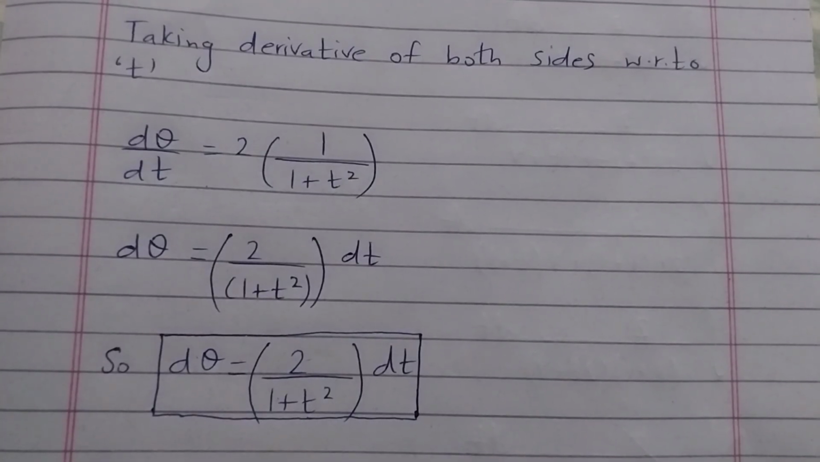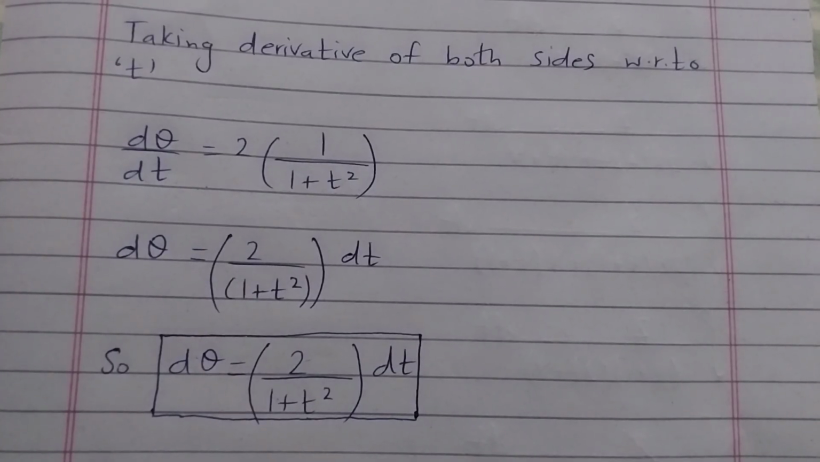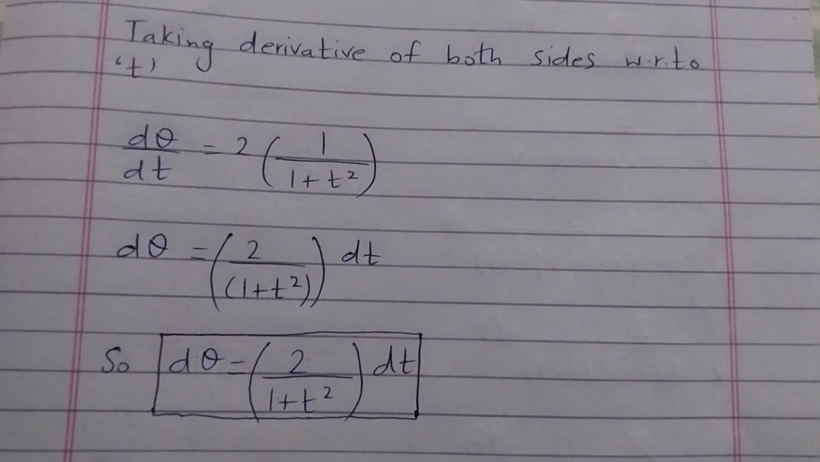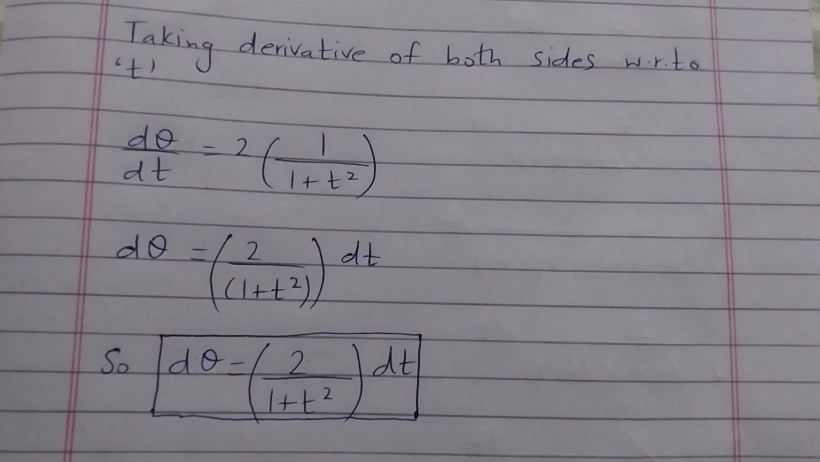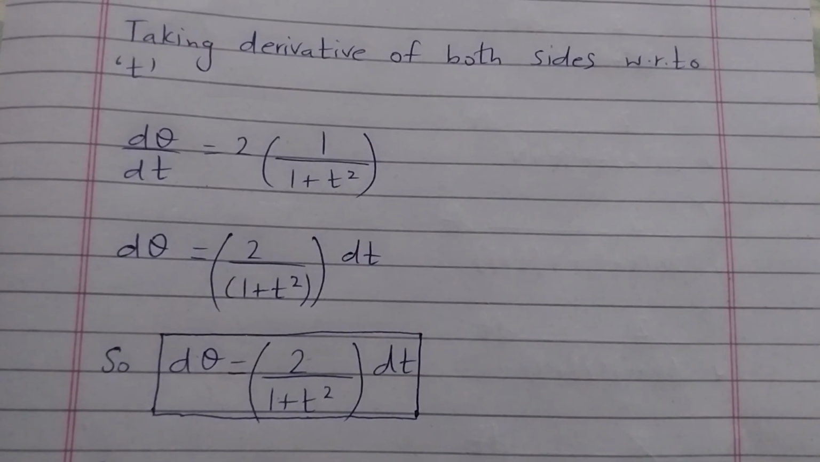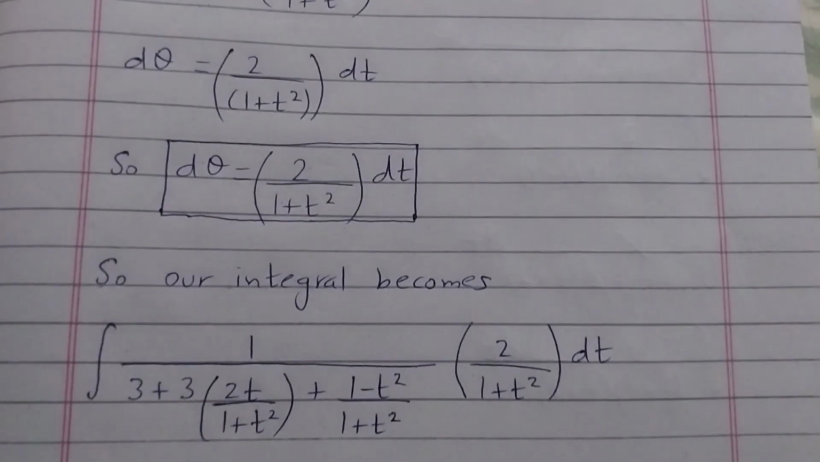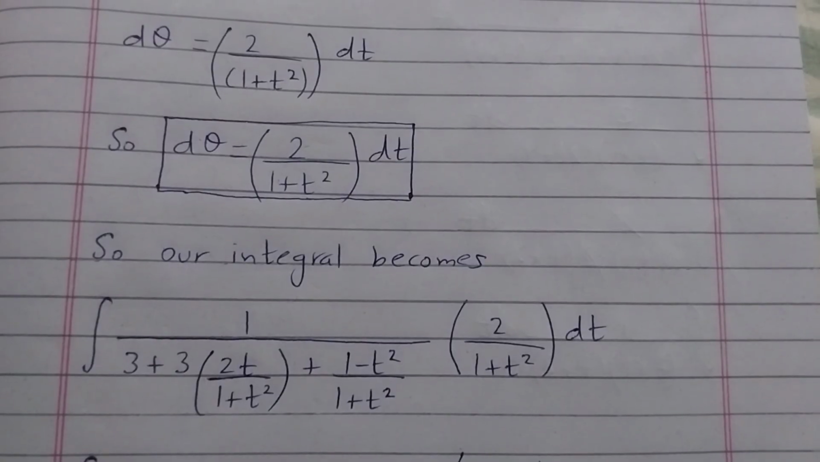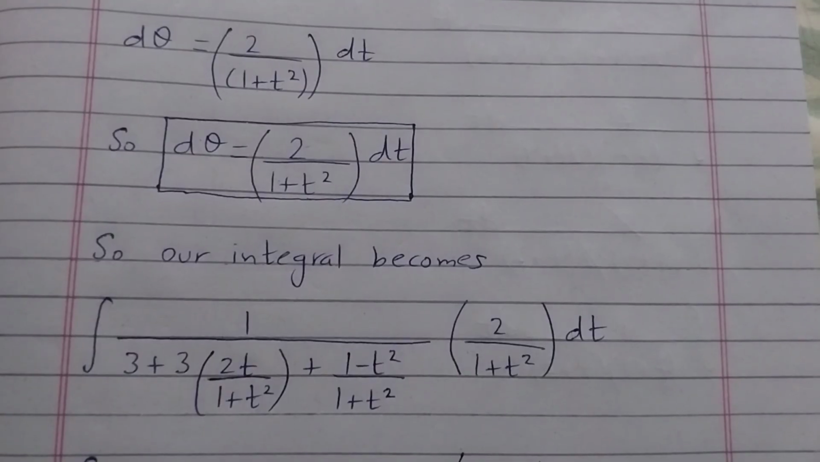and now we can simply plug in these values and transform our integral in the form of t, because we have found the values of all these things in terms of t. So our integral becomes the integral of 1 over 3 plus 3 times, it was 3 times sin theta, so it will become 3 times 2t over 1 plus t squared plus cos theta, so cos theta was (1 minus t squared) over (1 plus t squared), times d theta, so d theta is 2 over 1 plus t squared times dt.